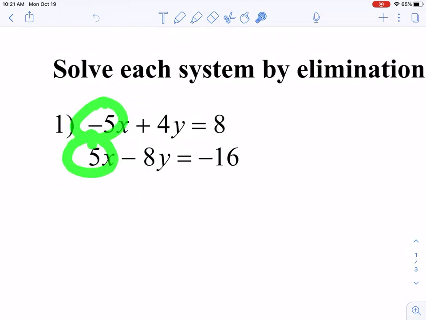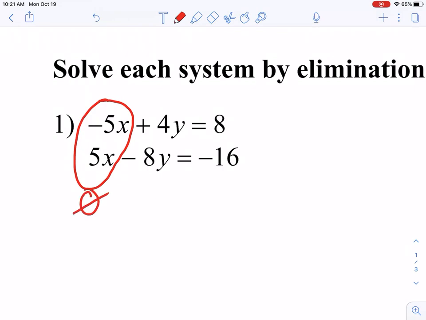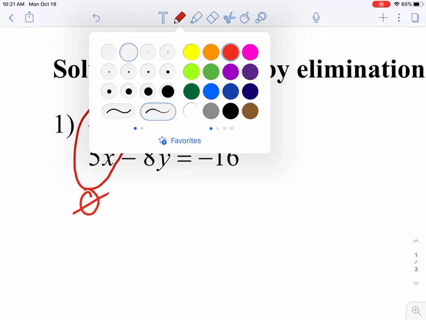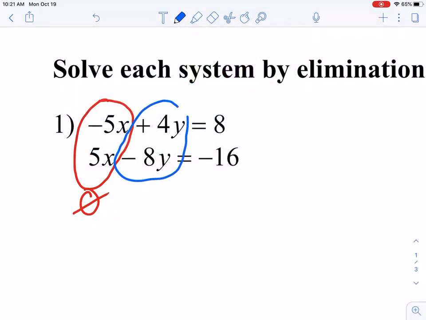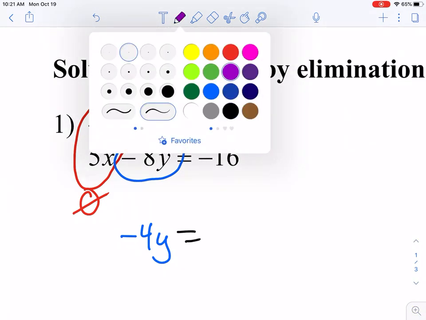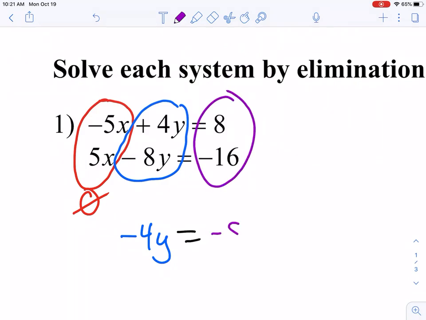I'm going to check my signs and see, do I need to change a sign, or will these eliminate without me having to change anything? And I don't have to change anything here because they are already opposite, so they are going to eliminate how they are. So we are going to combine our equations vertically. I'm going to take negative 5x and positive 5x. When I put those together, they cancel out. Positive 4y and negative 8y, when I put those together, I get a negative 4y. And that equals a positive 8 and a negative 16. When I put those together, I get negative 8.